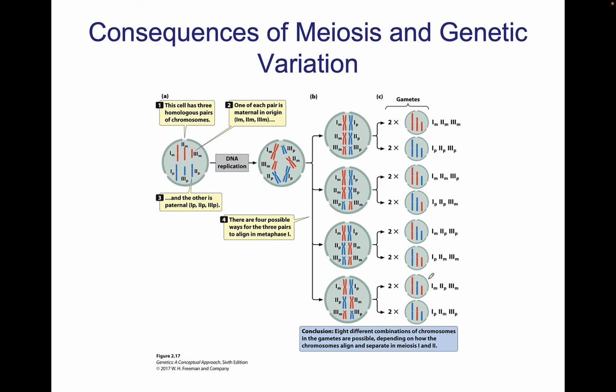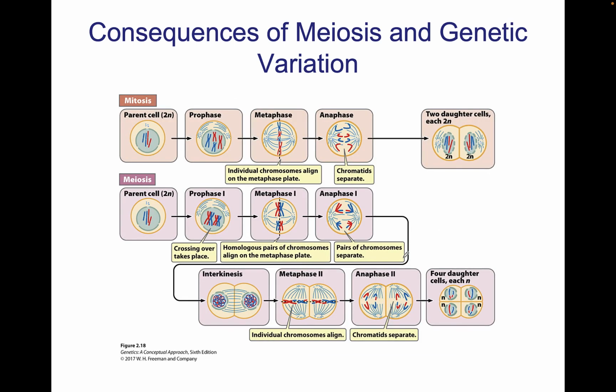Okay, so this is another way by which you can get genetic variation just by merely lining up at the metaphasic plate. And this is different from crossing over. That's another level of genetic variation. Okay, so when you look at the comparison or the concept of mitosis versus meiosis, you'll see that there are some stark differences, okay? Very stark differences between the two.